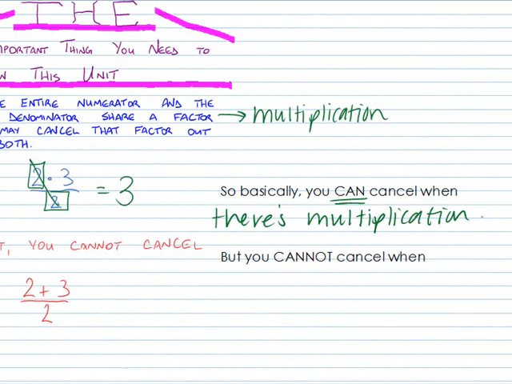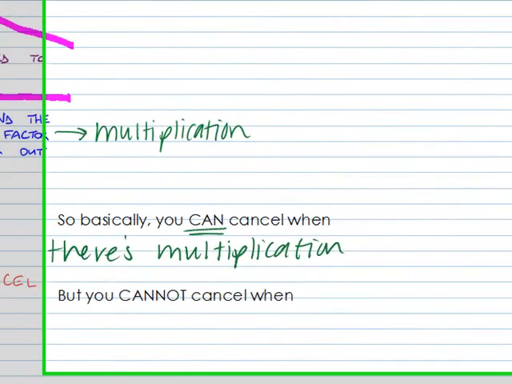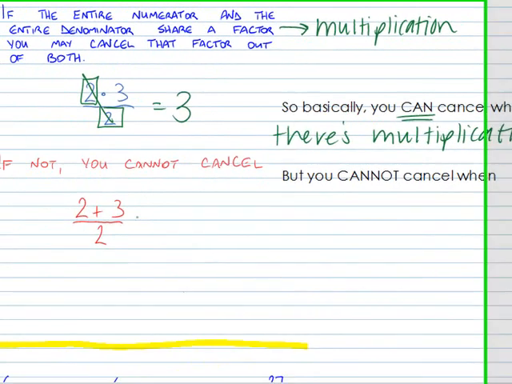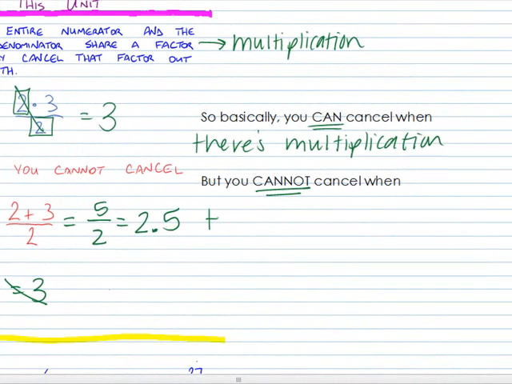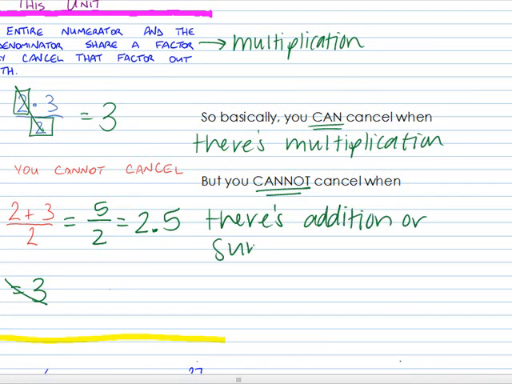If not, though, you cannot cancel. So again, you cannot cancel these 2's. If you did cancel them, you may think that the answer is 3. Oh no. But you can see by adding the numerator together, you would end up with 5/2, which simplifies to 2.5. That is not what you would get if you canceled the 2's. If you incorrectly canceled the 2's, you would get 3. That is not the same thing. So you cannot cancel when there's addition, or subtraction, really.